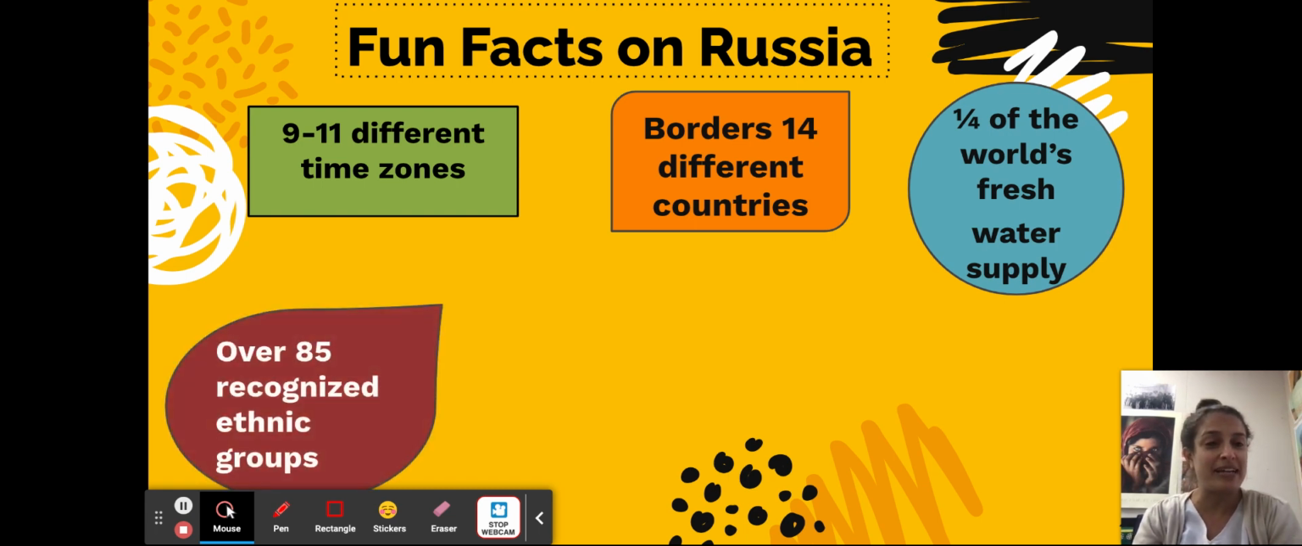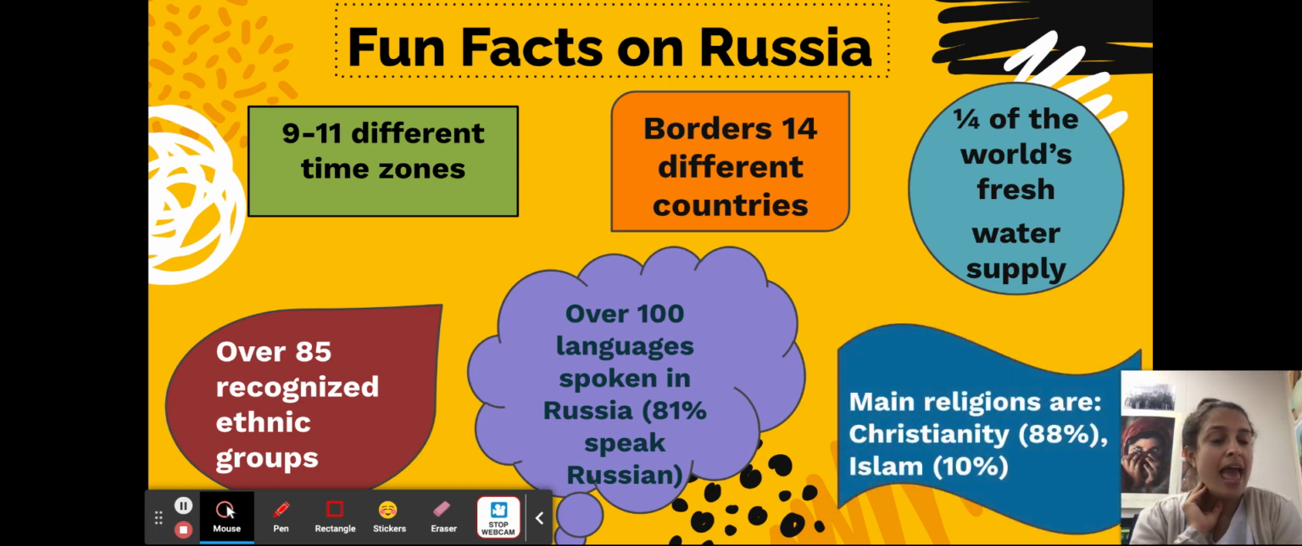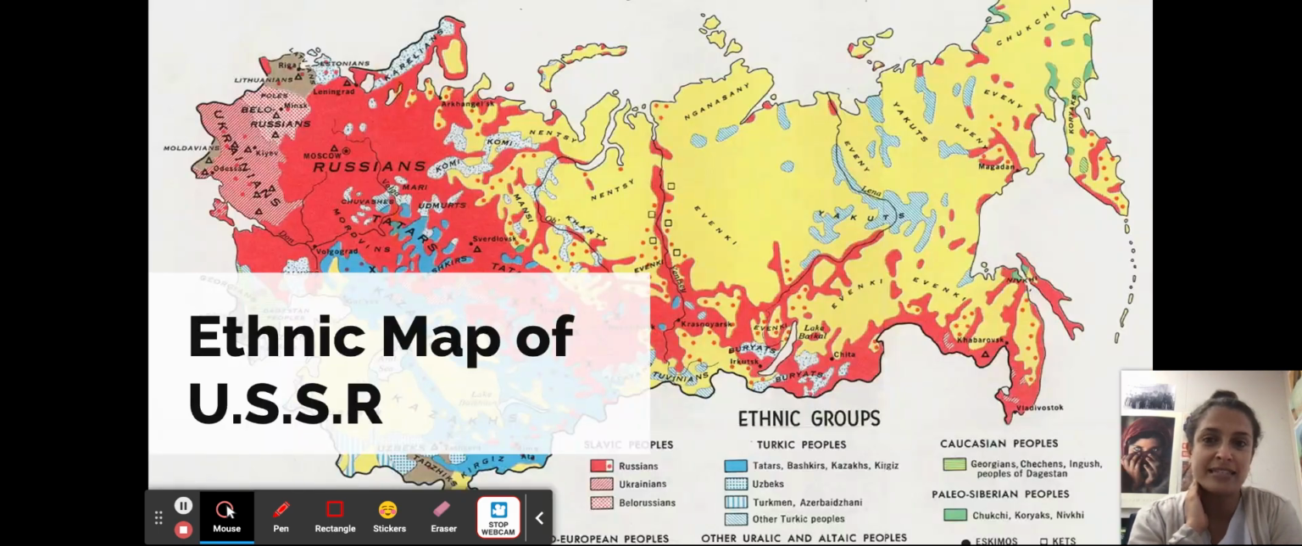Over 85 recognized ethnic groups. There are over 100 languages spoken in Russia, but about 81% of the people speak Russian, at least Russian. They might speak multiple languages. And the main religions are Christianity and Islam, Christianity making up almost 90% of the people that live there. Okay, those are today's fun facts.